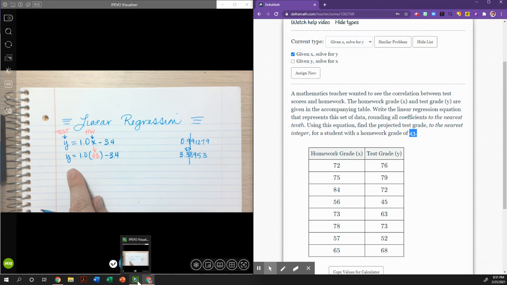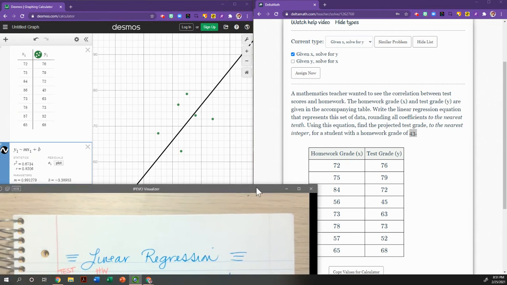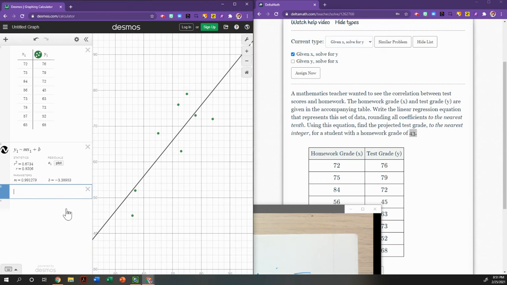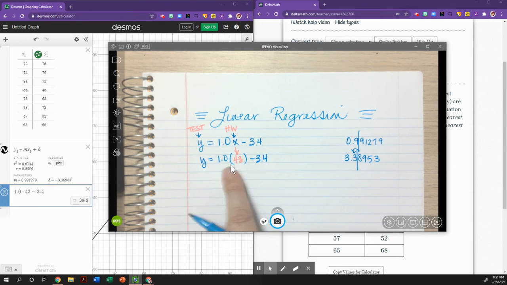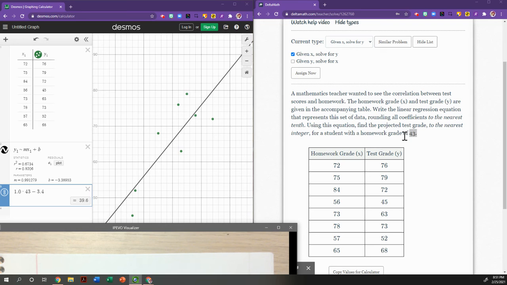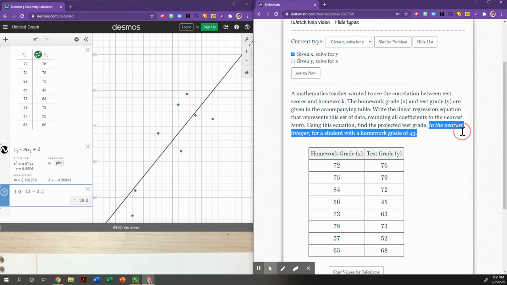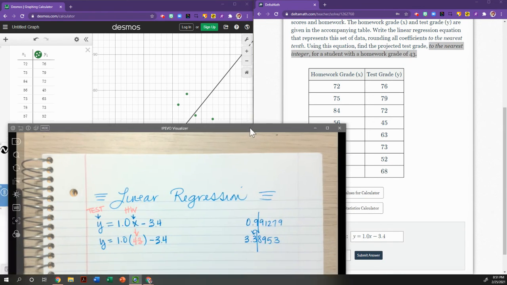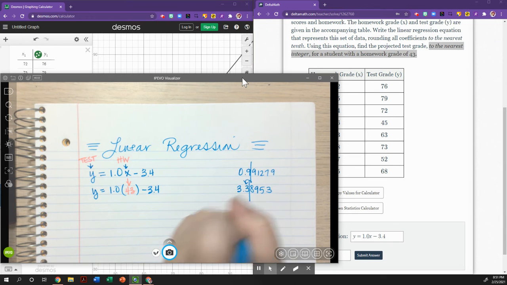Okay, and so now I'm going to bring my calculator back up. I've got a new line going right here. So 1.0 times 43 minus 3.4, because everything that's here, I typed in over here, and I got 39.6. With 39.6, it tells me to round to the nearest integer. That's just another way of saying round to the nearest whole number. So 39.6, the 6 tells me to round that up to 40.